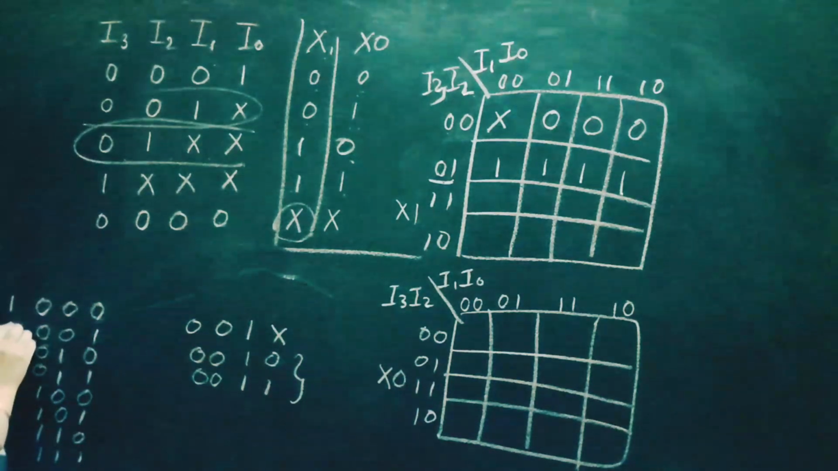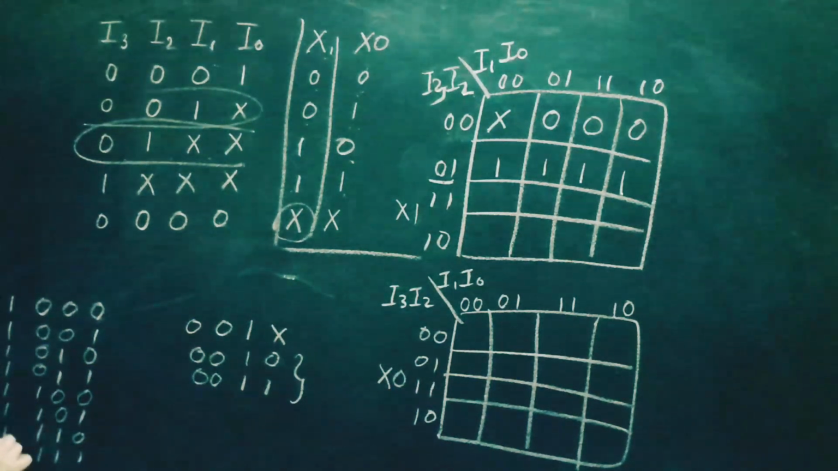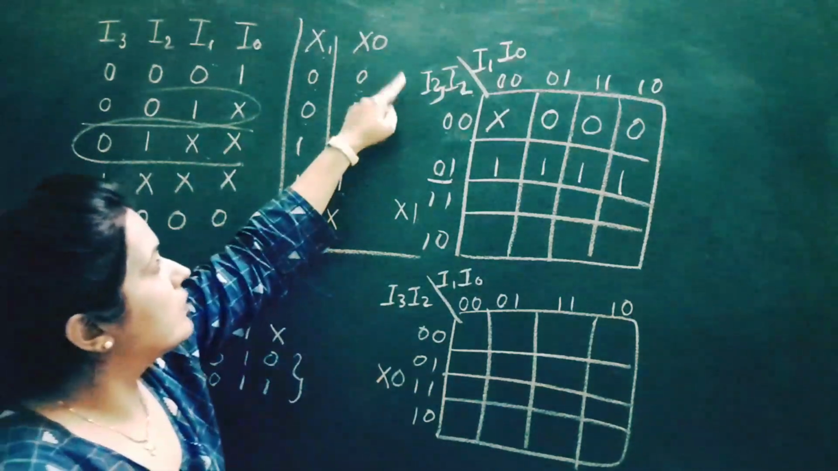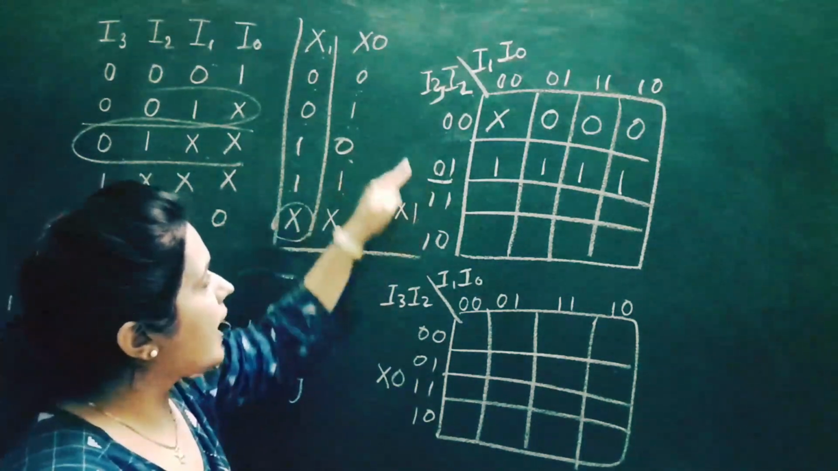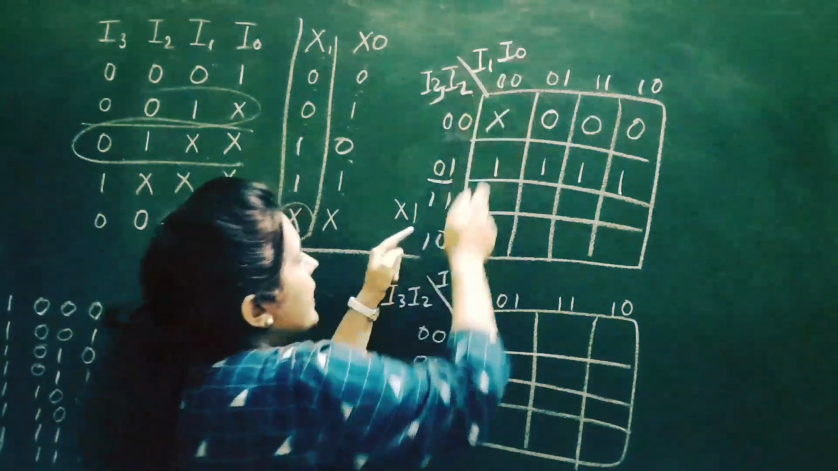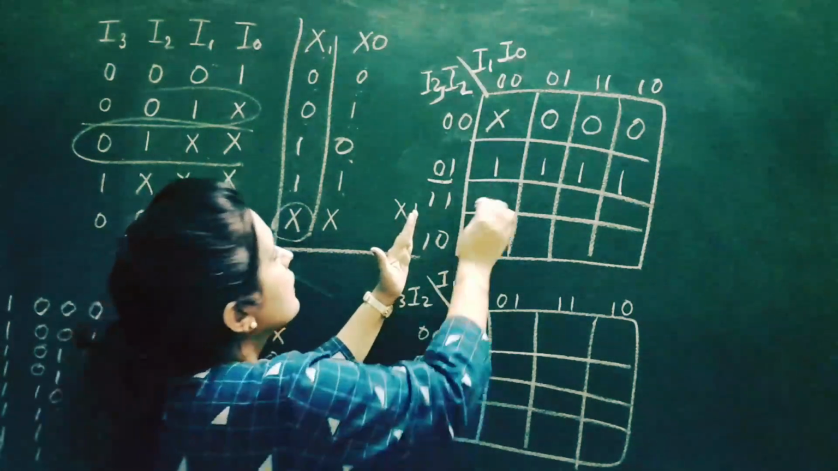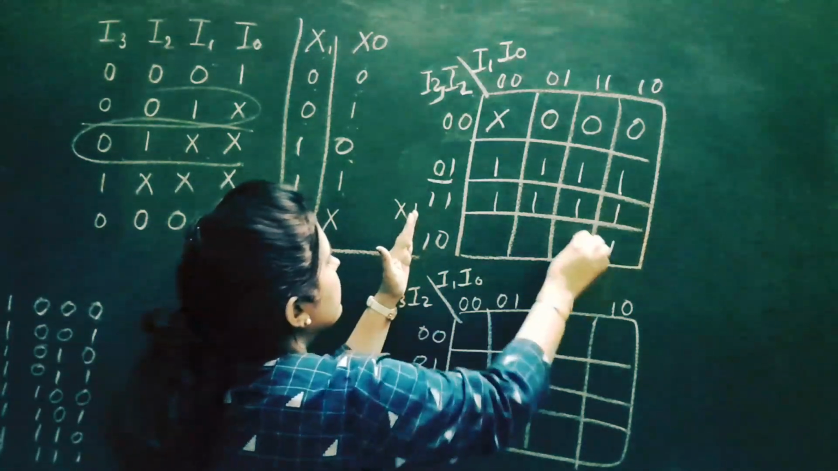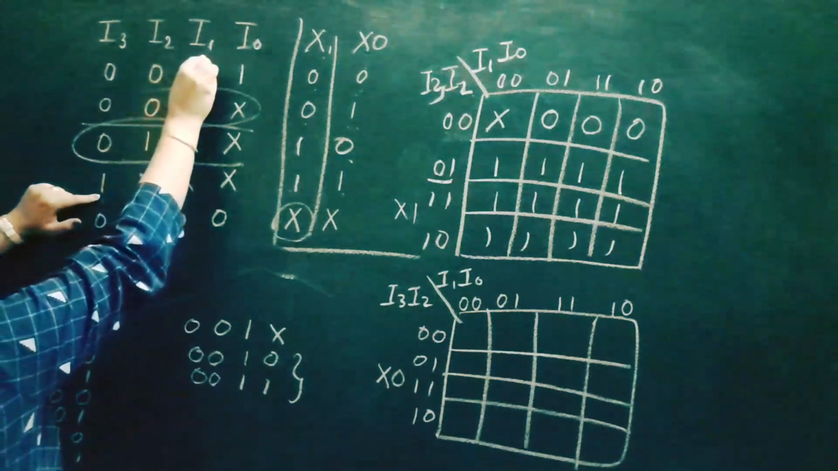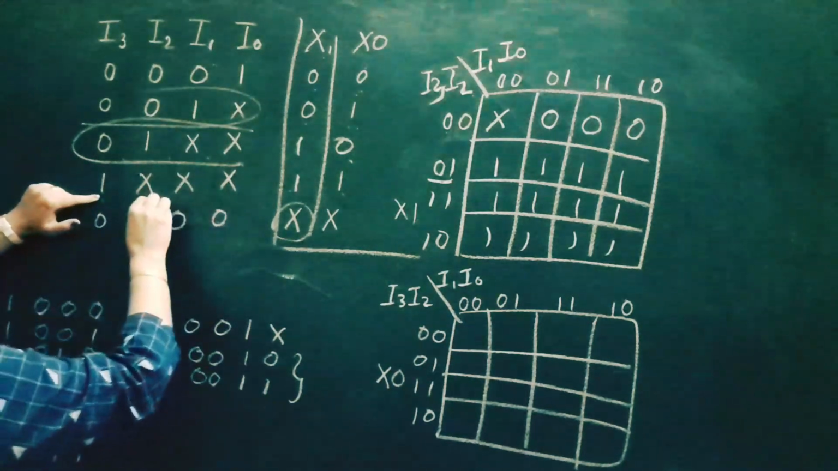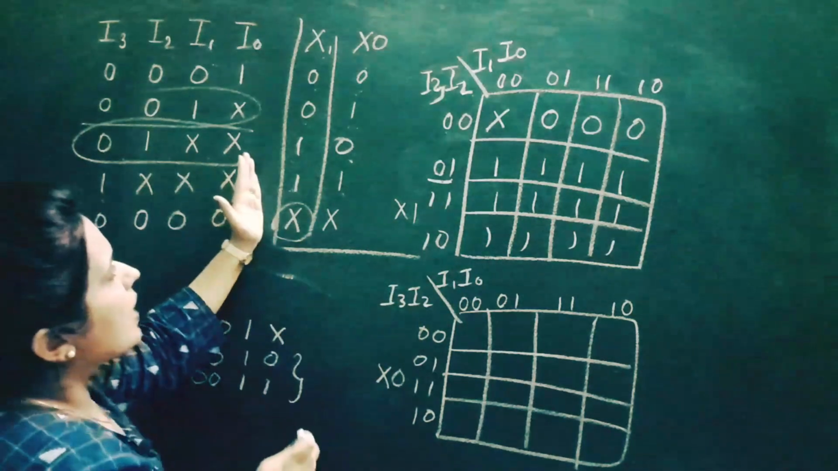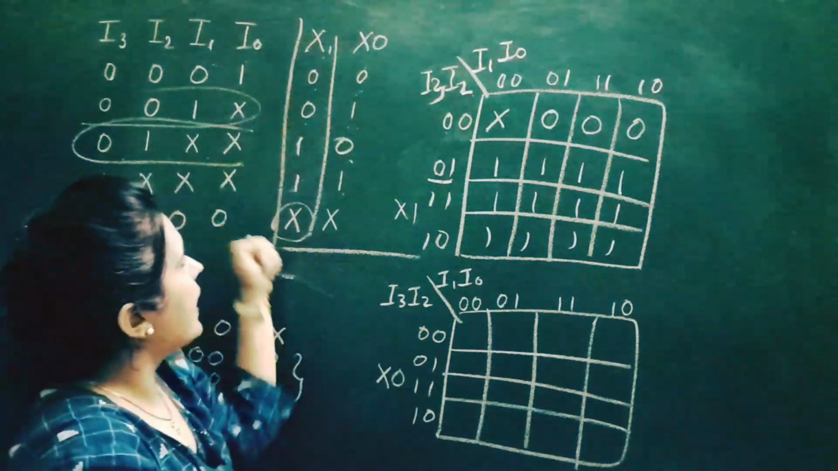But I3 should be 1. At these values, X1 should be 1. Therefore, when the value of I3 is 1, and whatever may be the value of I2, I1 and I0, for these two rows we should write 1. We should write 1 because at this combination, when I3 is 1 and I2, I1 and I0 may be whatever, X1 is high, X1 is 1. So this is the filled K map corresponding to X1.